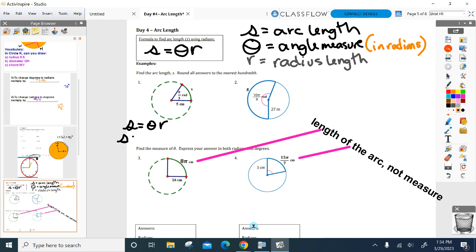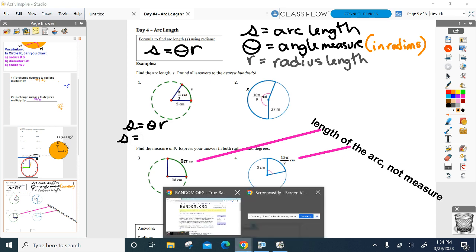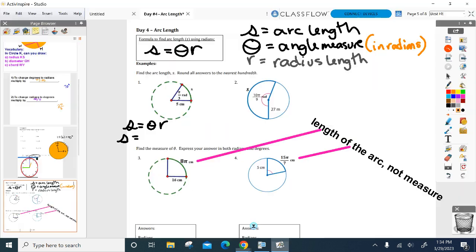So here we go. S equals, what's my theta here? My angle measure. Pi over 3. And I don't need to ask this because it's sitting right there. Times 5. Please read the directions. I don't want this in terms of pi. Let's round here, nearest hundredth.